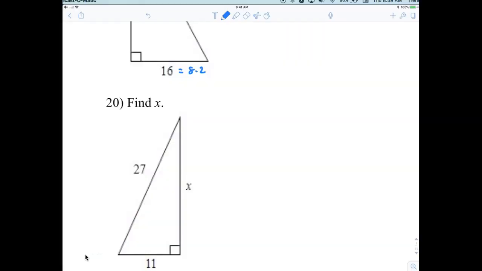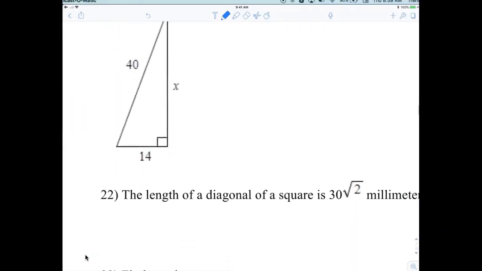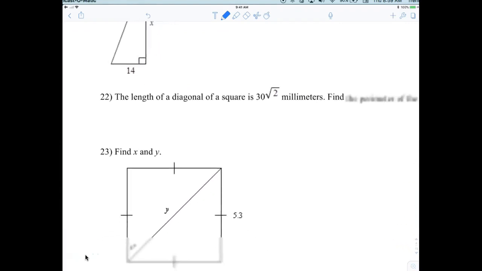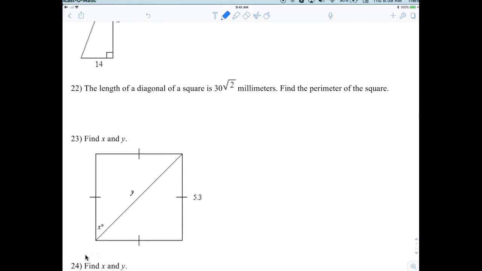Number... Yeah, okay, here's where we get into the 45, 45, 90 stuff. All right, so it says the length of the diagonal is 30 radical 2. The side would be what? The side would be 30. Because it's double it. The side would be 30. So the perimeter would be, they give us 120.